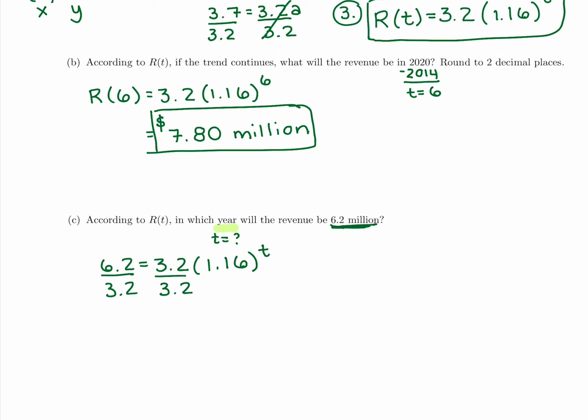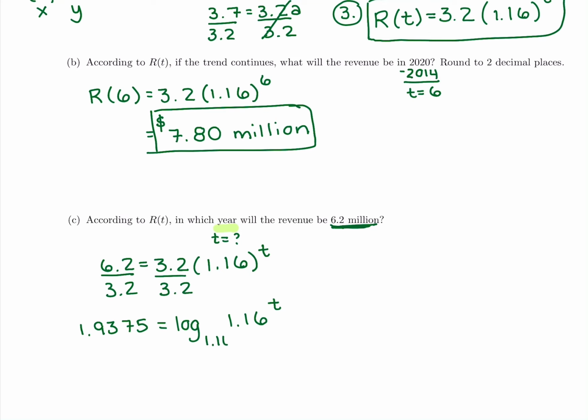So 6.2 divided by 3.2 is 1.9375 equals, and I'm going to leave some space here, it's 1.16 raised to the T. I'm going to leave some space because I'm trying to solve for T and it's stuck up in the exponent. So I'm trying to solve an exponential. To get T out of the exponent, I need to use a log.